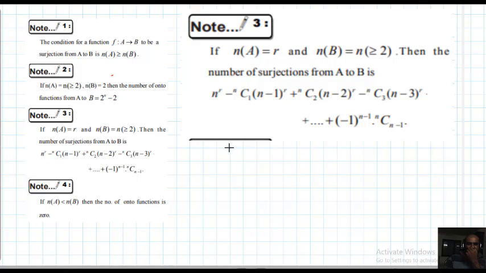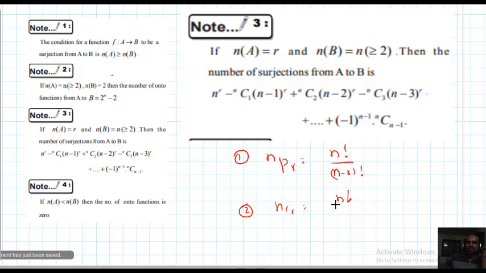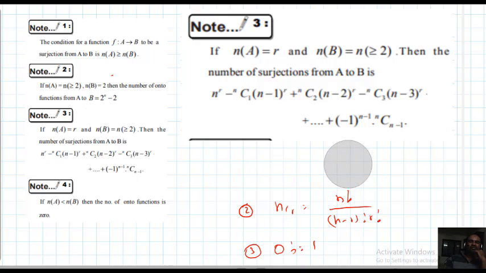Students, important thing: nPr, permutations. What the meaning is, how we got the result, we'll discuss in the next chapter. nCr is n factorial by n minus r factorial into r factorial. For mathematical convenience, 0 factorial is treated as 1. So by using this formula, you can find the number of onto functions from one set to another set.